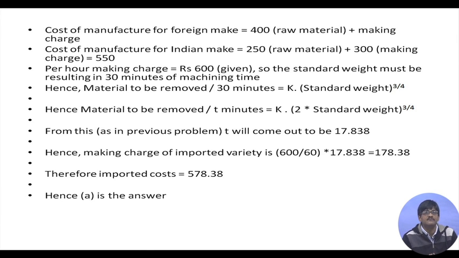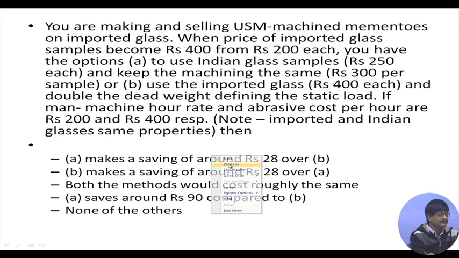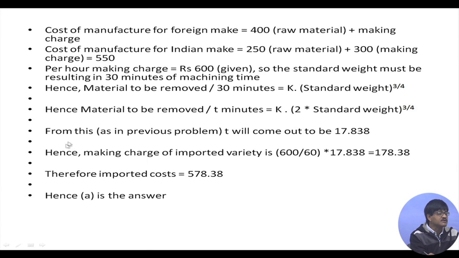Why are we doing this? Because in the second case, for imported glass, we double the dead weight. So, in that case, the equation must be material removal, where we are taking T minutes for the time of manufacture, equal to K into twice the standard weight to the power 3/4. After this, as in the previous problem, T will come out to be 17.838.